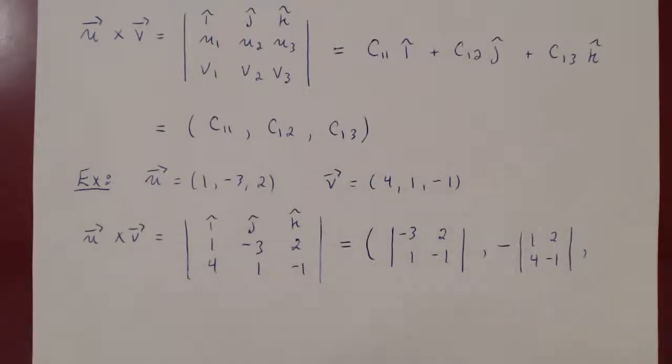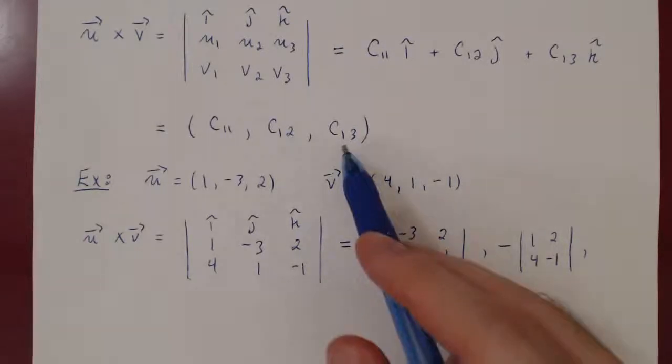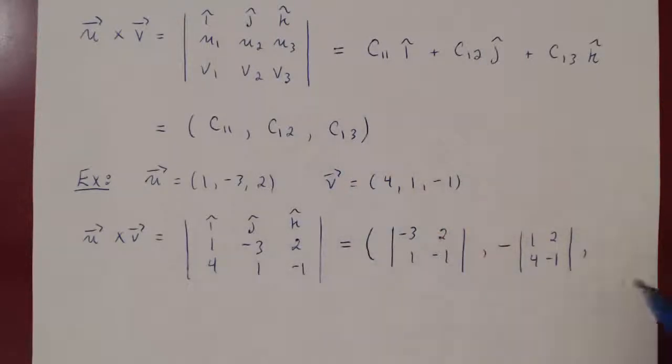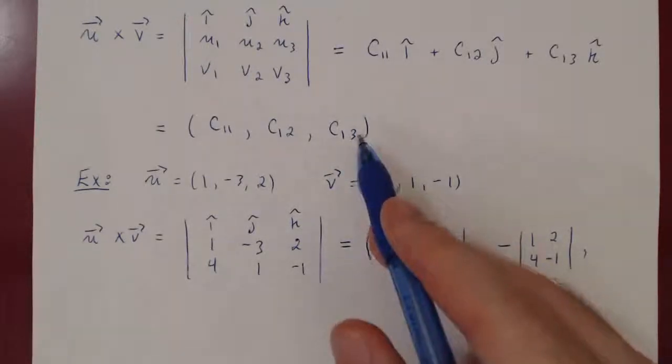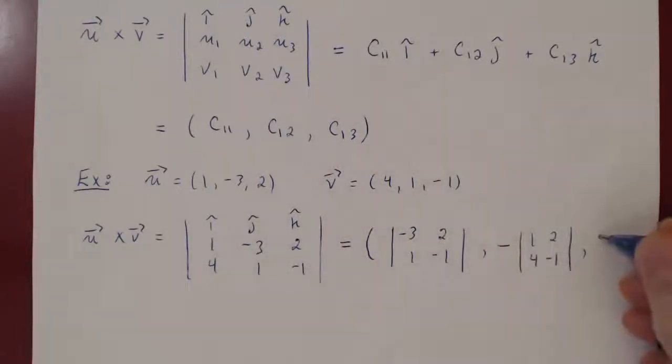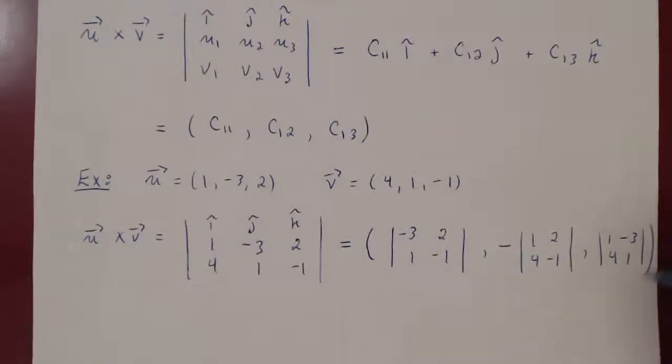And finally C13, sorry. 1 plus 3 is 4. Negative 1 to the 4 is 1, so there's no negative here. Times the determinant after deleting the first row, third column, which gives us 1, negative 3, 4, 1. This is the cross product.